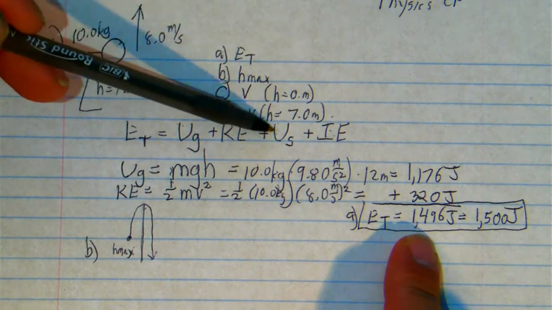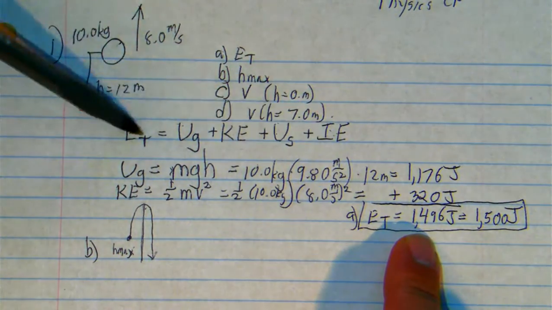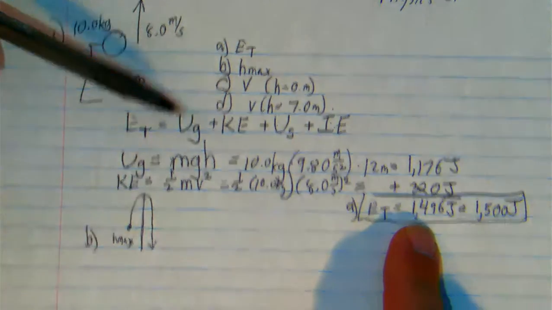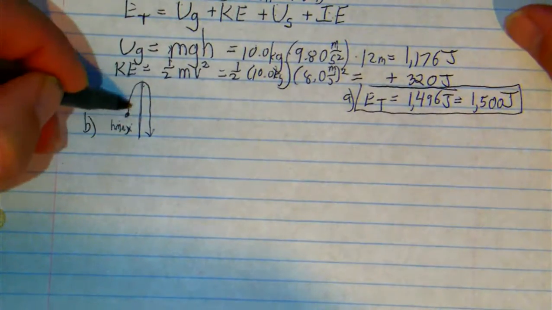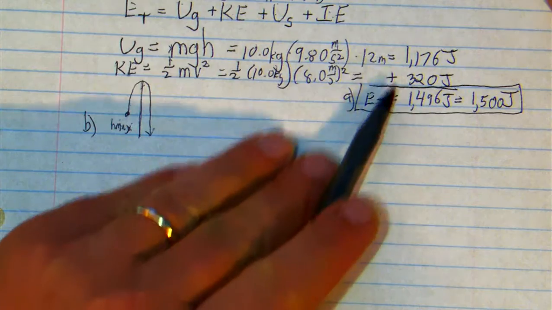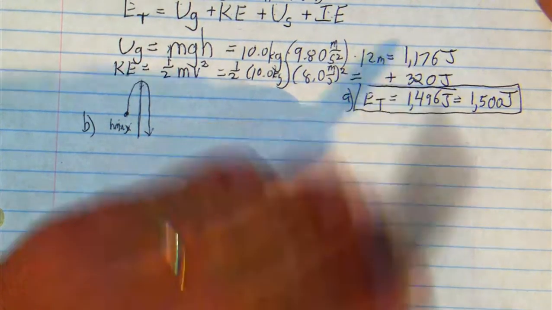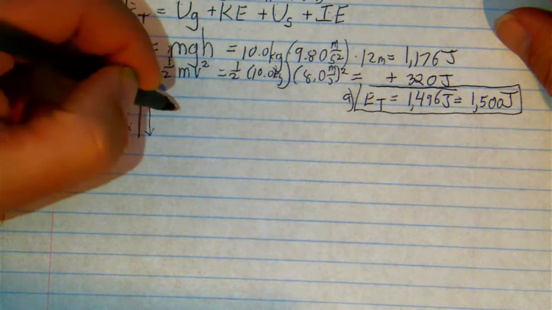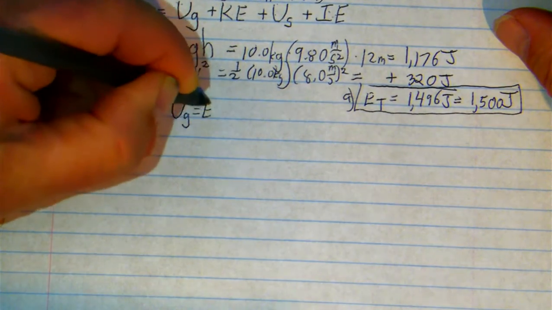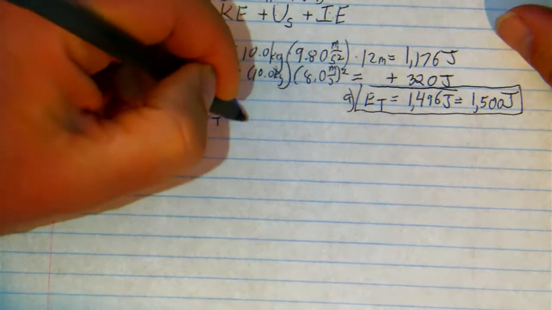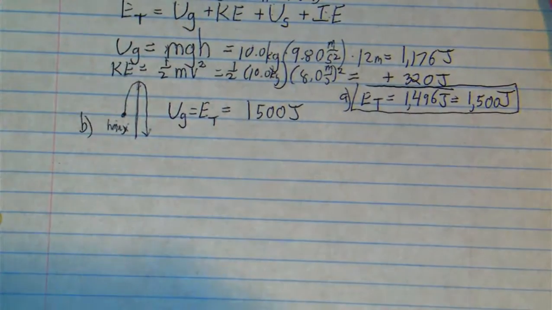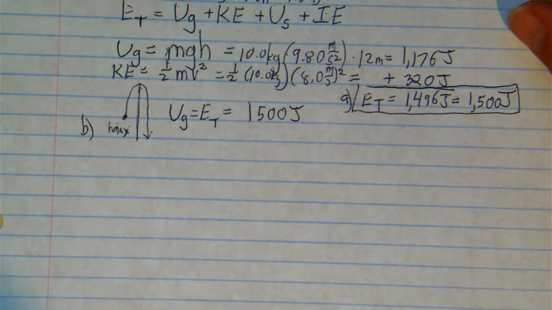And if there's no spring, if there's no friction, then for the other forms of energy, there's only one choice, and that is gravitational potential energy. So when it's at its maximum height, the total energy is now all in the form of gravitational potential energy. Therefore, the gravitational potential energy is equal to the total energy, which is 1,500 joules. And if you leave it 1496 in your calculator, like I tend to do, that's fine.